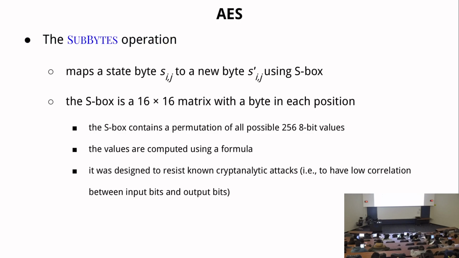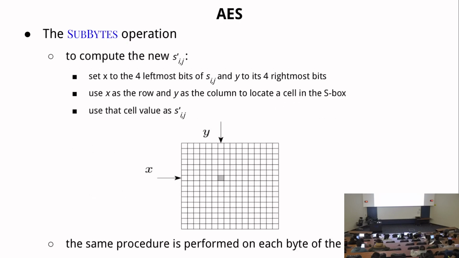So sub bytes will just use the S-box to substitute each byte. And because the input is 4x4, the S-box is also a bigger matrix with a byte in each position. So this is basically what the S-box looks like. We already saw the DES S-box. This is similar to that.